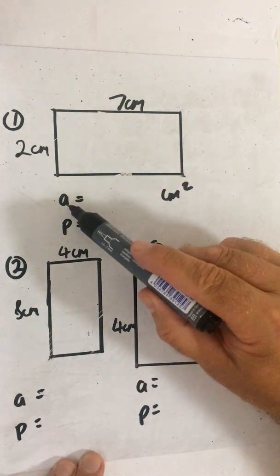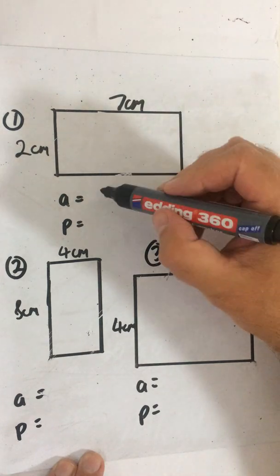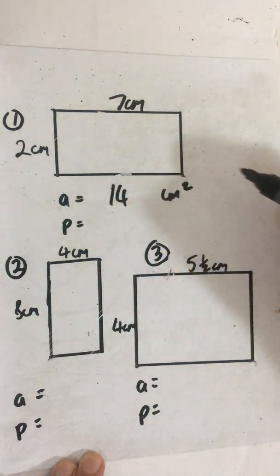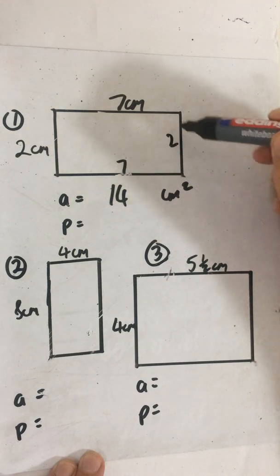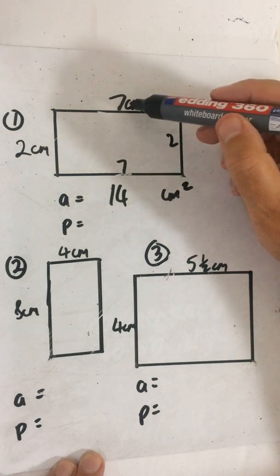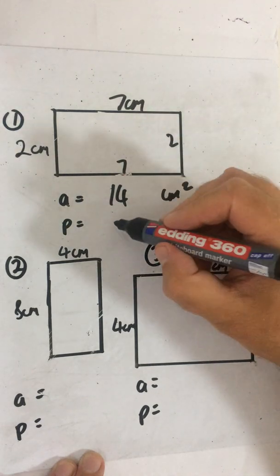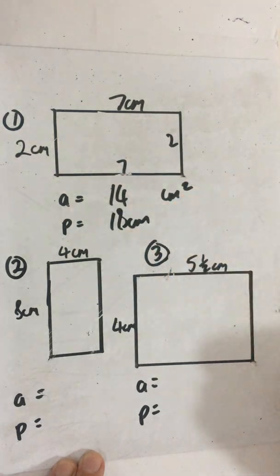Right, let's quickly go through. Area, length times width, 7 times 2, 14 centimeters squared. Then perimeter, we add up the sides. This is also 7, and that's also going to be 2. 7, 14, 15, 16, 17, 18 centimeters.